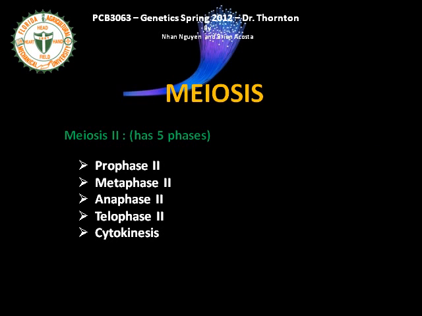Meiosis II also has 5 phases: prophase 2, metaphase 2, anaphase 2, telophase 2, and cytokinesis.